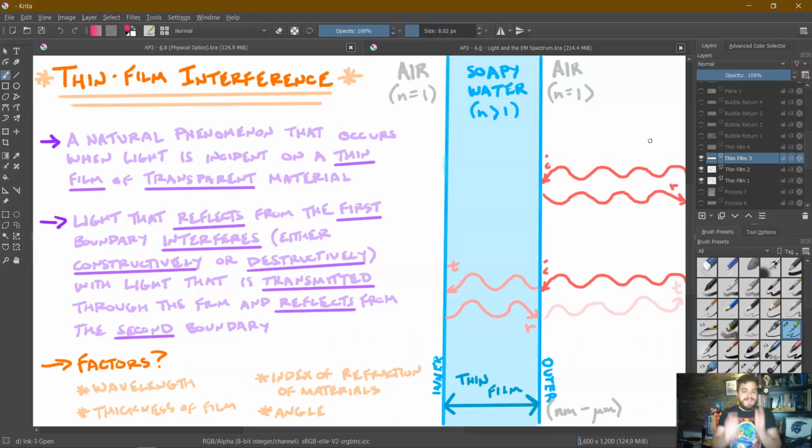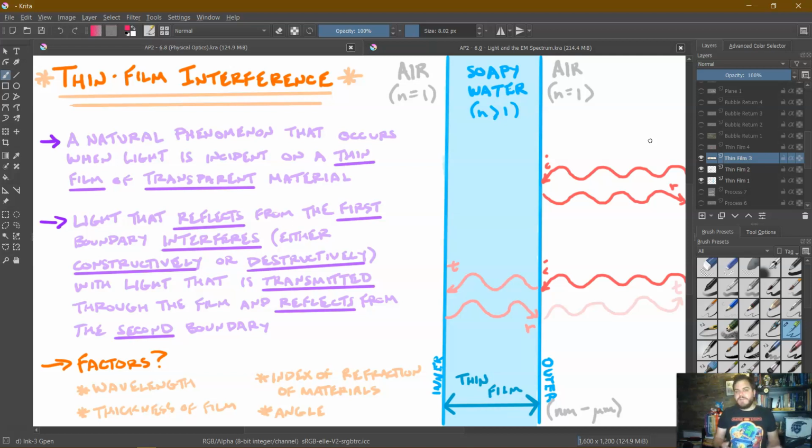One big one is the thickness of this film. If the film is just a little bit thicker or a little bit smaller, that means I'm going to have a little more wavelengths or a little fewer wavelengths going through the thin film itself, and that could change whether they're in or out of phase.